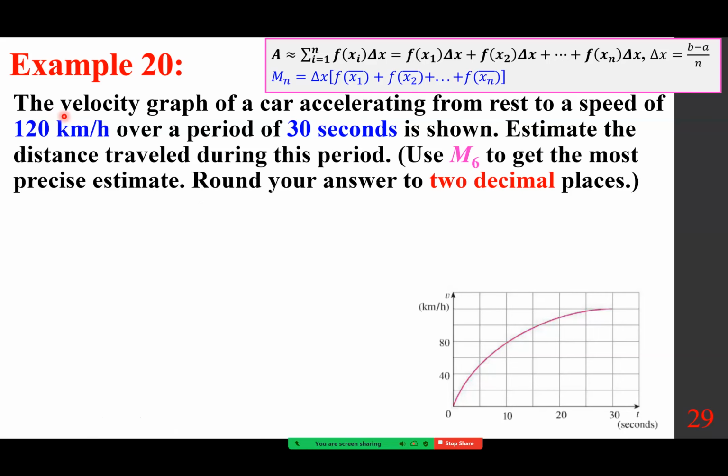The velocity graph of a car accelerating from rest to a speed of 120 kilometers per hour over a period of 30 seconds is shown. Estimate the distance traveled during the period. Use M6 to get the most precise estimate. Round your answer to 2 decimal places. Excellent. Thanks.